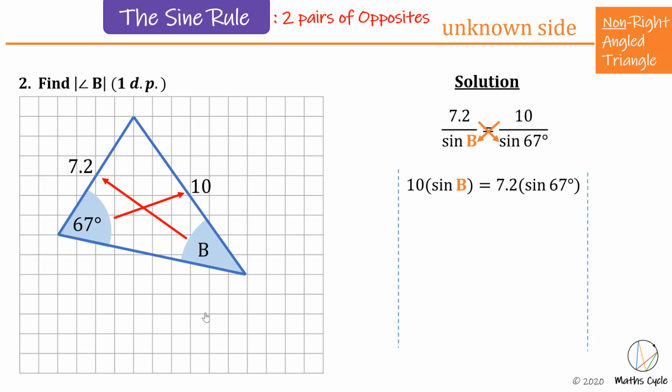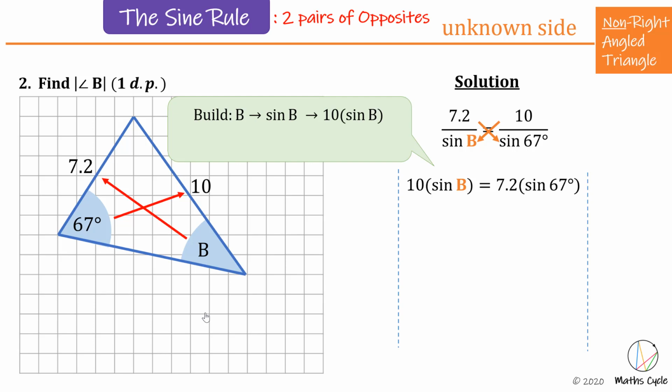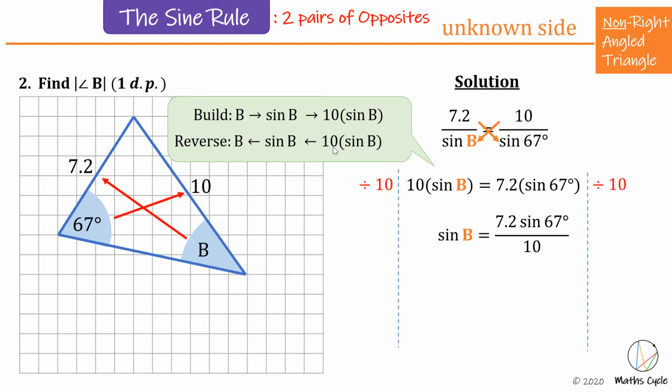Now, investigating what's happening to B there on the left hand side, we have the angle B, then the sine of the angle B, then multiply that by 10. So to reverse that, we will be dividing by 10 and then taking the sine inverse to get back to B. So first of all, we will be dividing both sides by 10. So that will cancel my 10s on the left, and I'll be left with the sine of B equals 7.2 sine 67 divided by 10 on the right. So at this point, we'll just simplify. So get your calculator and simplify that.